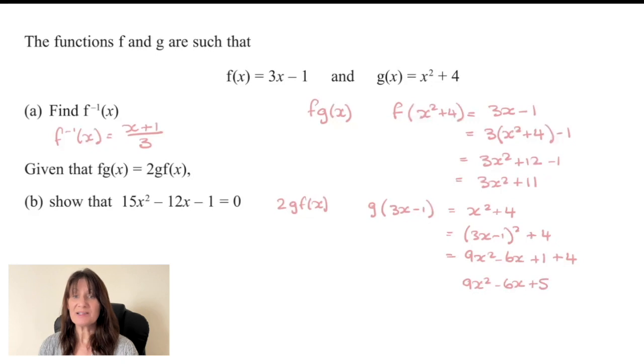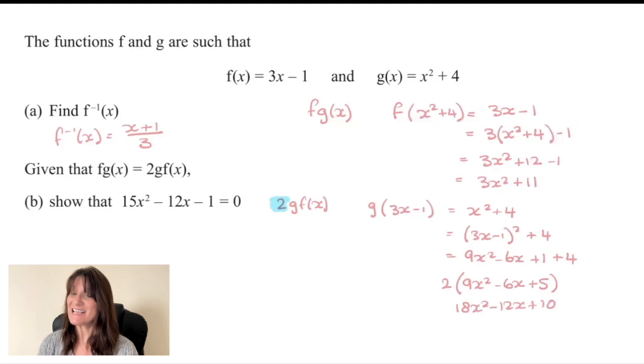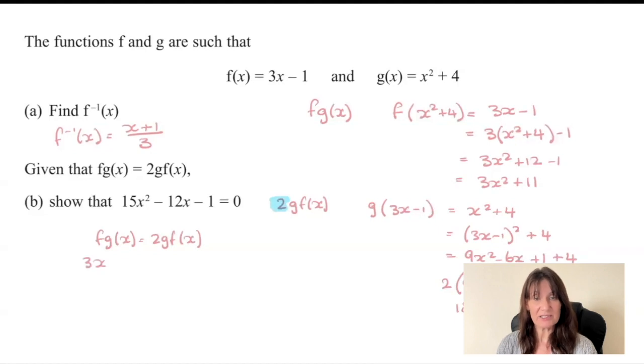And then we must remember that it wasn't just g of fx, it was 2g of fx. So we're going to take all of that, multiply it by 2, which is going to give us 18x squared minus 12x plus 10. Now let's take those two answers that we've got. Fg of x we have worked out to be 3x squared plus 11. And the other has been worked out as 18x squared minus 12x plus 10.